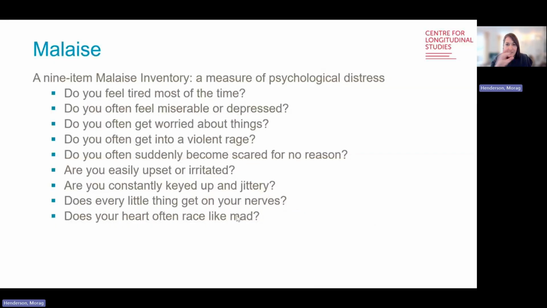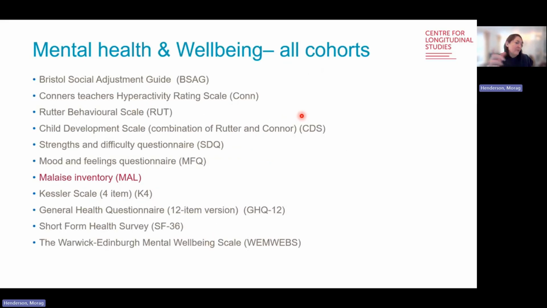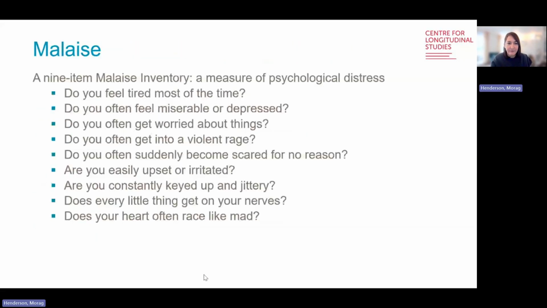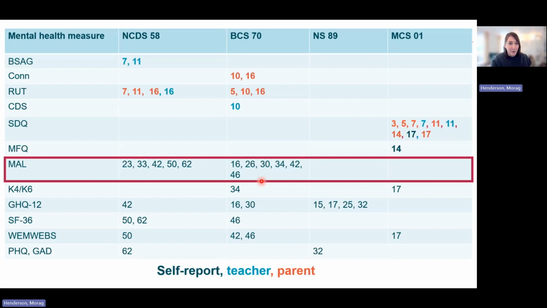So you can get the sense of the kind of contents. And each of these other scales have similar but different items and wording. And again, they were selected based on age appropriateness and the prevailing knowledge at the time. So malaise is used for the older two cohort studies, BCS and NCDS, and is pretty well measured across adolescence and adulthood. So you can see that it would be a useful thing to track fluctuations in mental health or mental health trajectories over time.